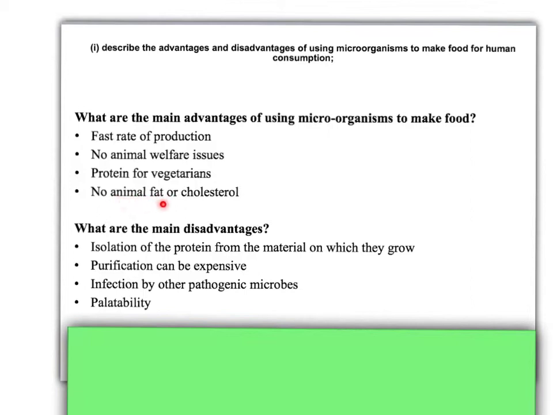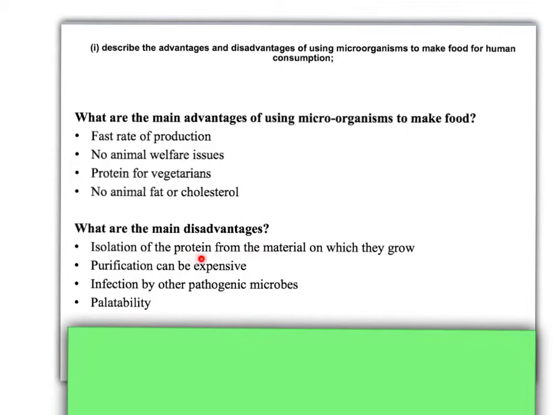As we know, saturated animal fats can increase LDLs, which transport cholesterol to arteries to cause atherosclerosis, and it is also free of dietary cholesterol, which needs to be controlled for some people. So those are the advantages.